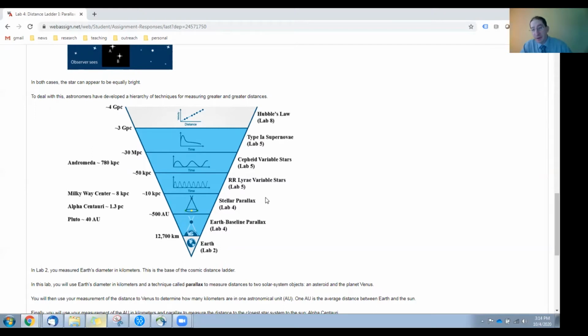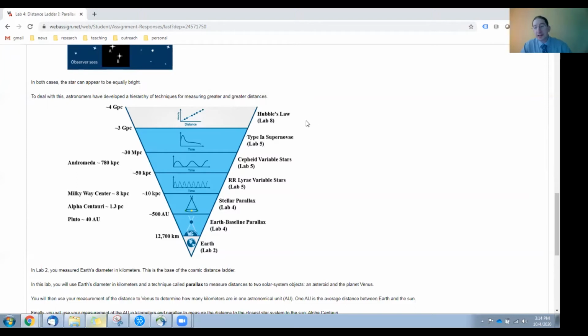Now, in the next lab, lab 5, we'll learn another technique called standard candles. These are objects of known luminosity, and they can be used to measure distances even farther out. We'll begin by using a type of variable star called an RR Lyrae to measure distances across our Milky Way galaxy and a bit beyond that. We'll then use another type of variable star called a Cepheid to measure distances to nearby galaxies. And we'll then learn how to use a type of supernova explosion called a type 1A to measure distances to faraway galaxies.